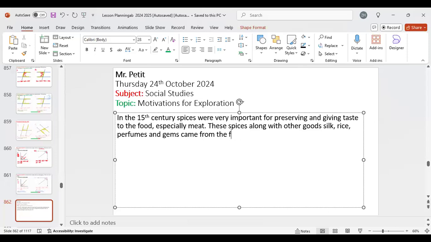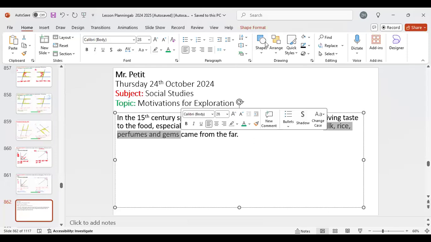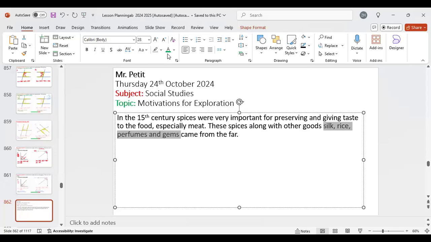So in order for you to get this stuff, you needed to preserve your food. You needed to get these spices, your silk, your rice, your perfumes, your gems. You needed to trade with people, right? And so the East was very important. Now, something happened that stopped or blocked the merchants who were trying to get to the East.